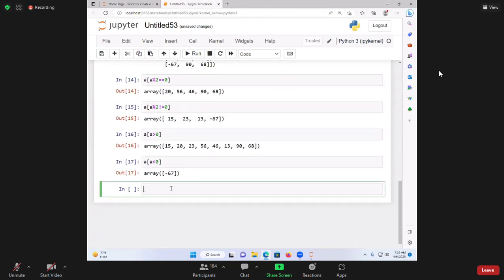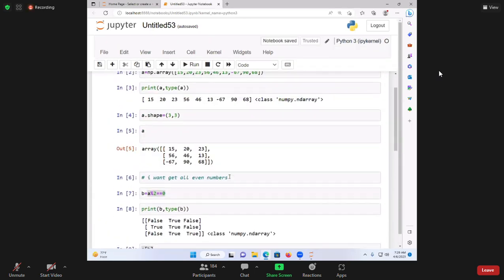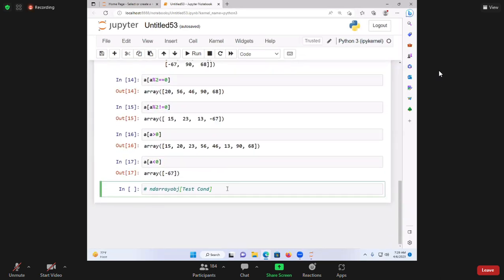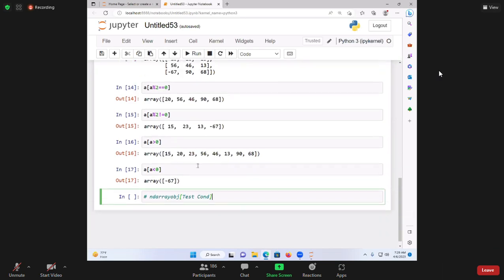So you need to pass ND array object with the test condition. I can pass it. This is the syntax for filtering the data. It's a small concept, much useful syntax here. Students in online, offline, did you understand this? So online students, this is the way of getting the data.